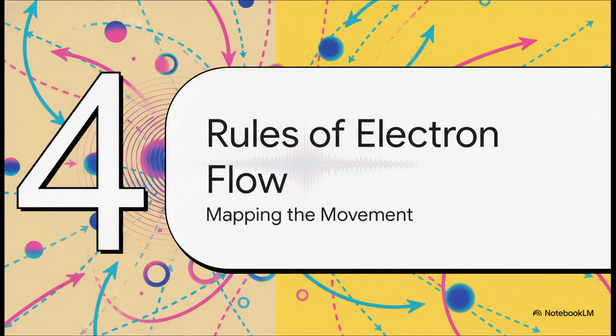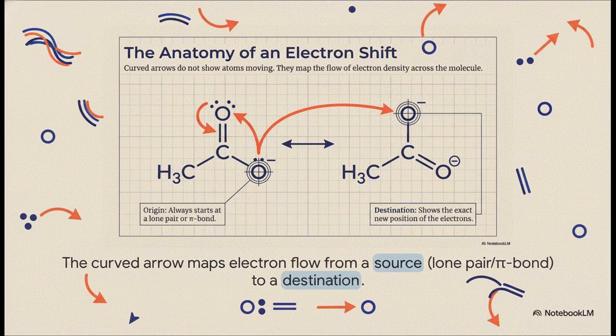Now, to really work with resonance, we need a consistent way to show how we get from one of our hypothetical drawings to the next. We basically need to learn the language of electron movement. And our main tool, our pen, is the curved arrow.